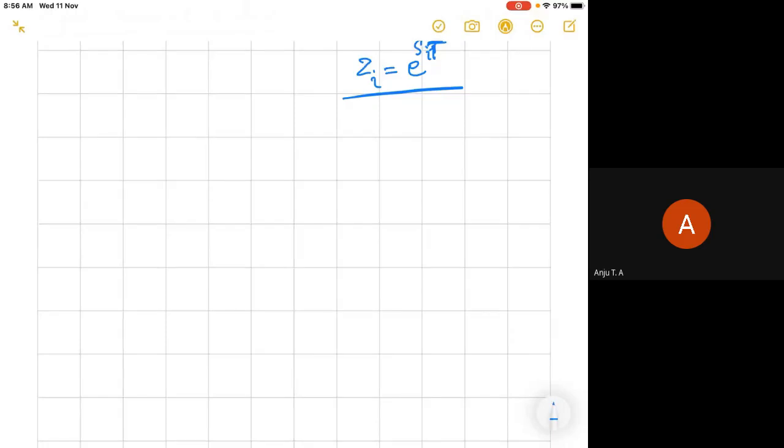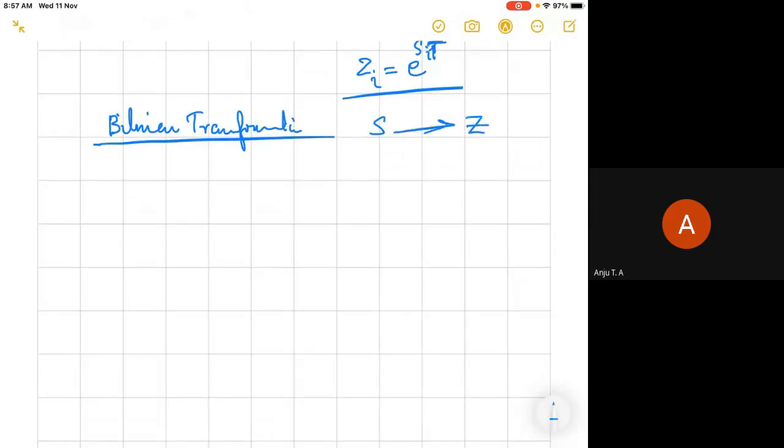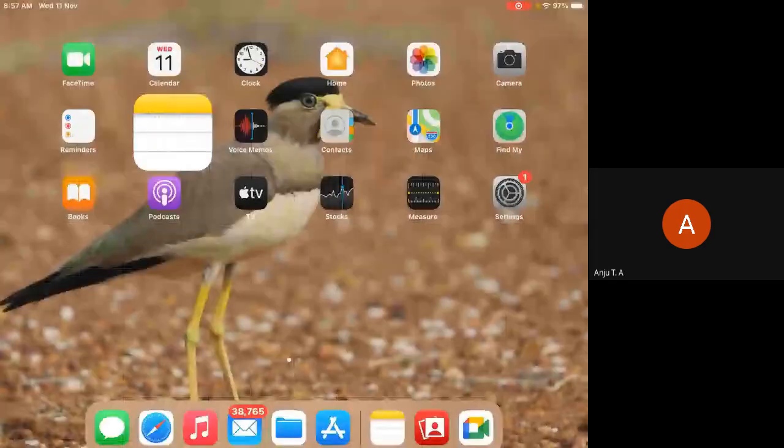So next class we'll see what is bilinear transformation, which is another method using which S is mapped to Z. So we shall see this method and do a problem from this in the next class. Okay. So I think we can stop today's session. I'll stop sharing now.